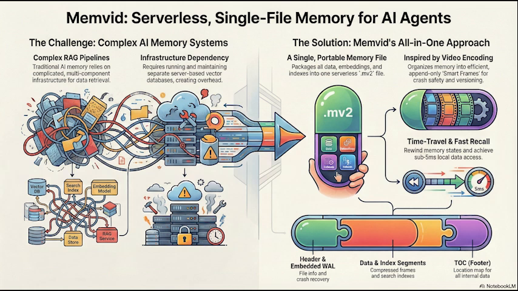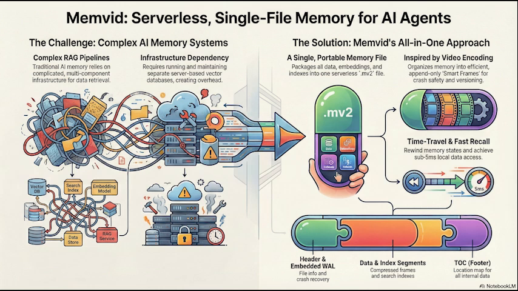A total nightmare. Now, you can literally rewind the .mv2 file to its exact state from Monday morning, replay the workflow, and see precisely what knowledge it had when it made that bad call. It makes the whole thing auditable by design. That is a massive deal for enterprise use.